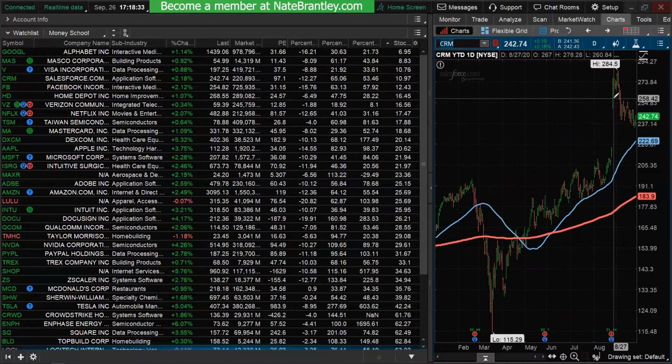CRM gapped up on the last quarter, and then also the news that it was being included in the Dow. And a really nice run, but since then, this is why I like looking at stochastic, because you can clearly see these are stocks that have sold off. It might present an opportunity. Salesforce is a company that has been a really good company historically.